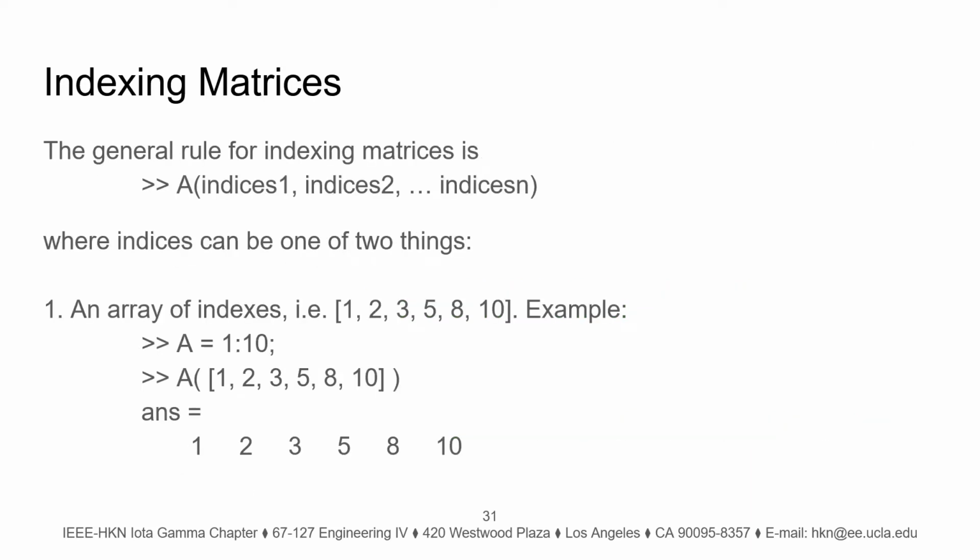The general rule for indexing matrices is A(indices 1, indices 2, all the way to indices n), where indices can be one of a few things. It can be an array of indexes, for example, A = 1:10, A([1, 2, 3, 4, 5, 8, 10]), and that will print out basically the entire array.